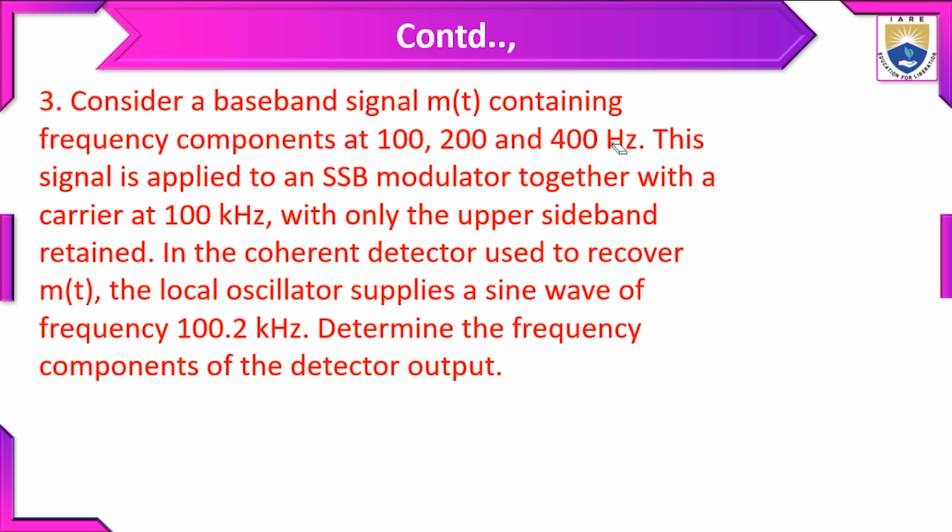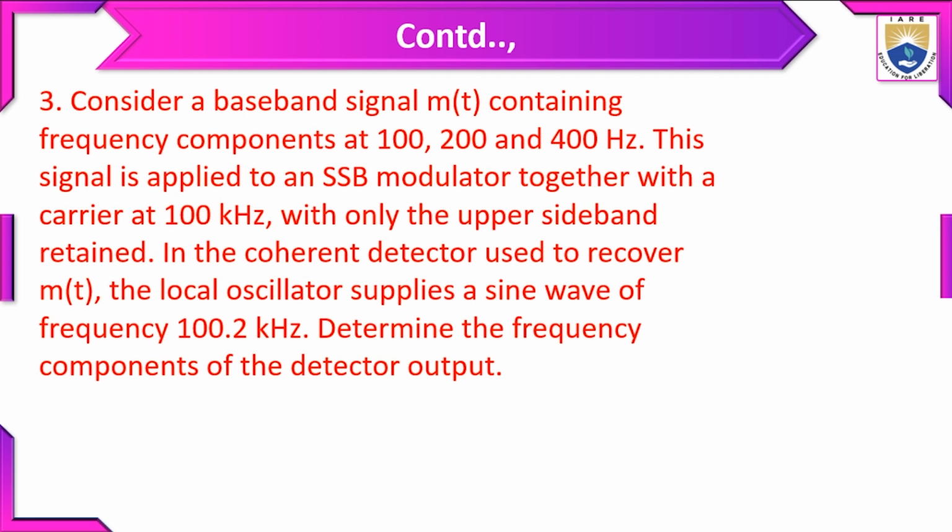Consider a baseband signal m(t) containing frequency components at 100, 200 and 400 Hz. This signal is applied to an SSB modulator together with a carrier at 100 kHz with only the upper sideband retained. In the coherent detector used to recover m(t), the local oscillator supplies a sine wave of frequency 100.2 kHz. So determine the frequency components of the detector output.